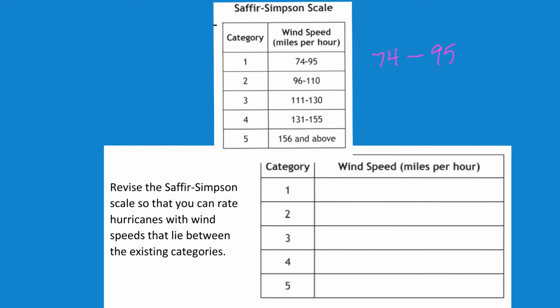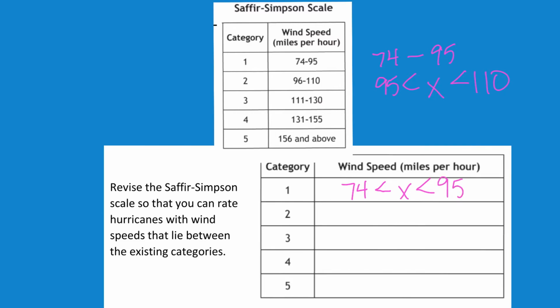So let's say greater than 95, but less than 110. So let's say we've got some value that's between these two numbers. Okay, this is how we're going to write this. So let's put this down here. So now category 1 is going to be 74. Let's go ahead and use the variable x. So between 74 and 95.